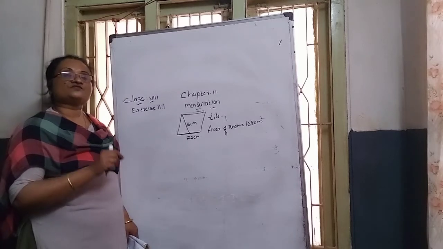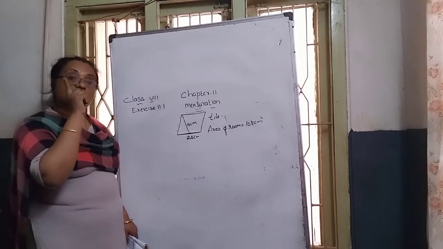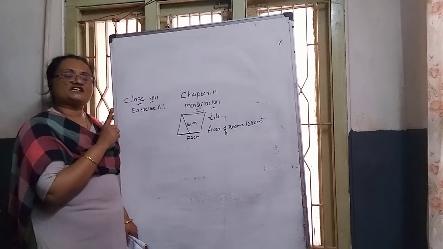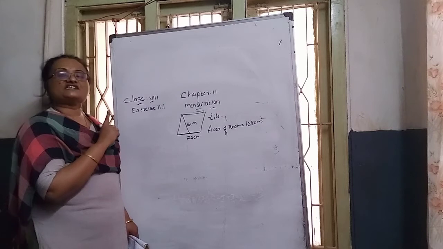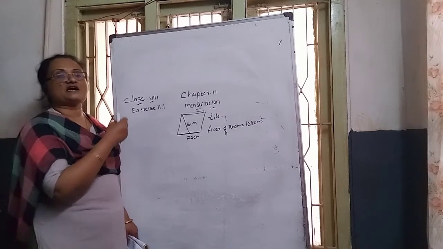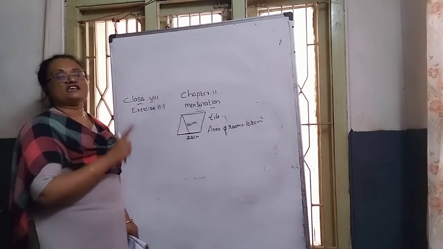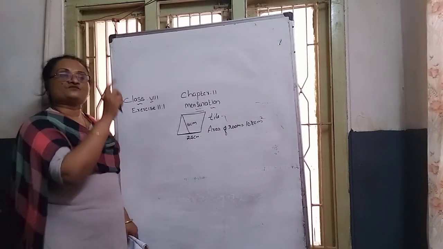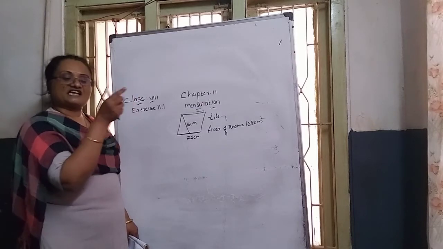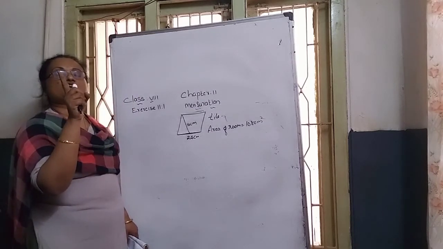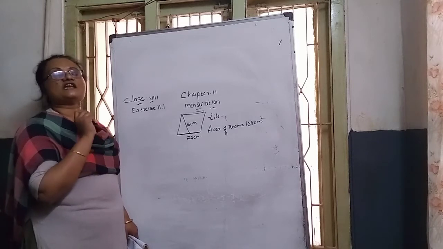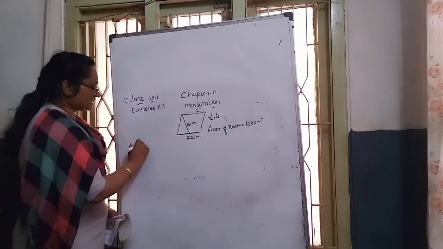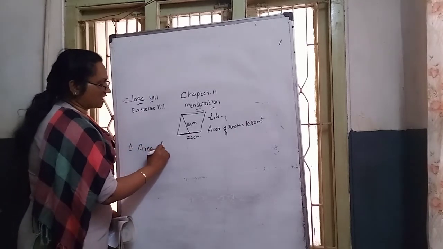How to find out? First you find out the area of one tile. Base and height are given. What is the formula for the area of a parallelogram? Base into height. Apply that formula and find the area of one tile. Then, the area of the room is there. To find the number of tiles, the area of the room is divided by the area of one tile. By division, we get the number of tiles. So first we start with the area of one tile.